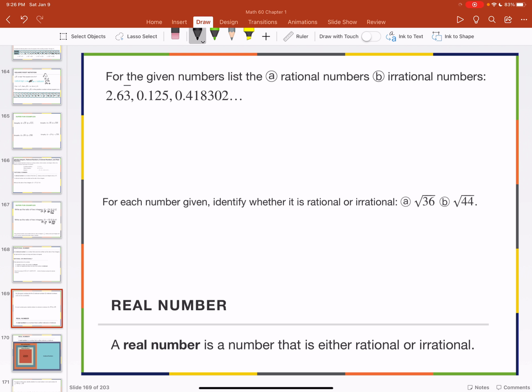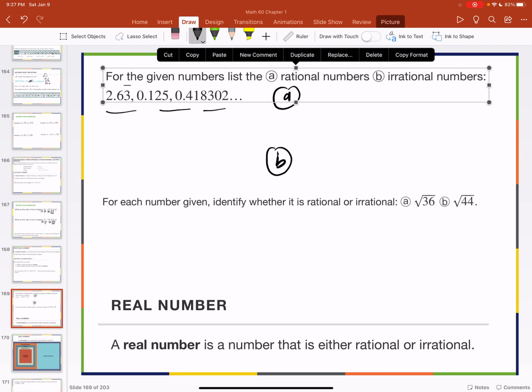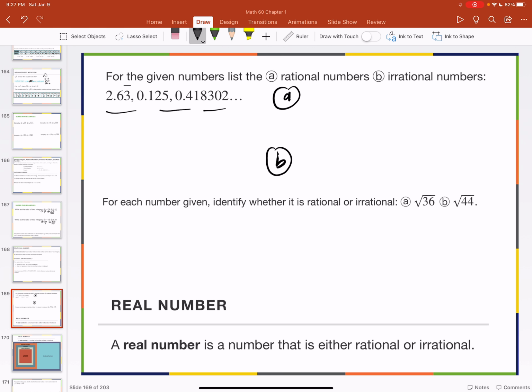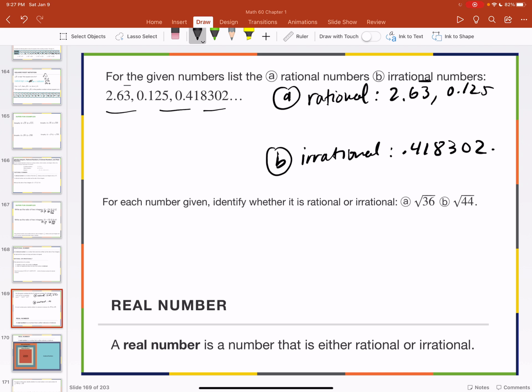Okay, so again, look at these. If you need to, pause the video and tell me which ones are rational and which ones are irrational. Rational, if you said the first two, you would be correct. And then irrational would be the last one, because the dot dot dots indicate that it continues and you don't see any repeats at this point.